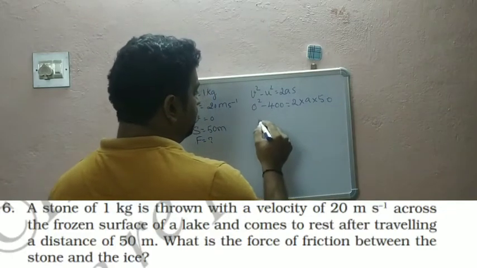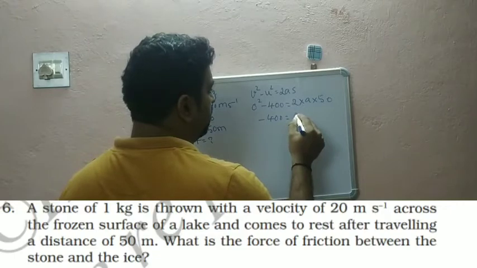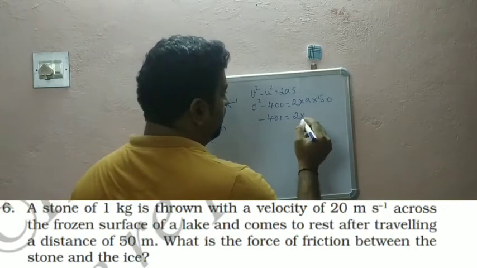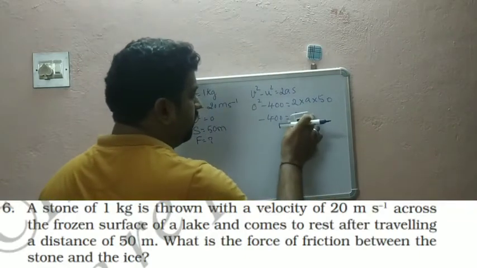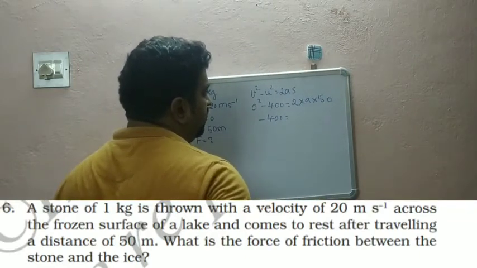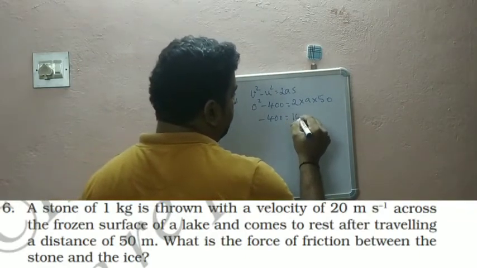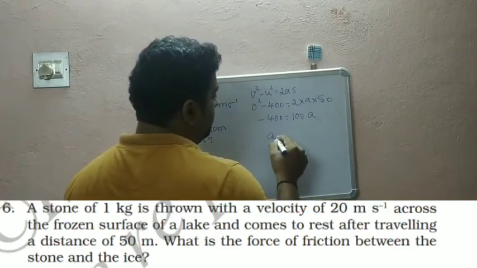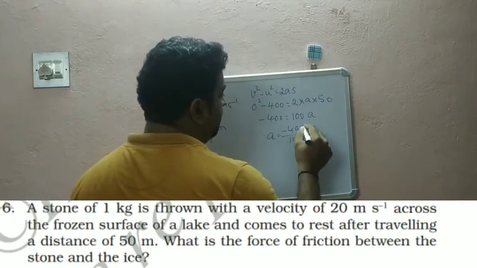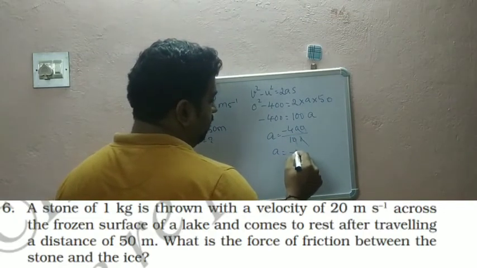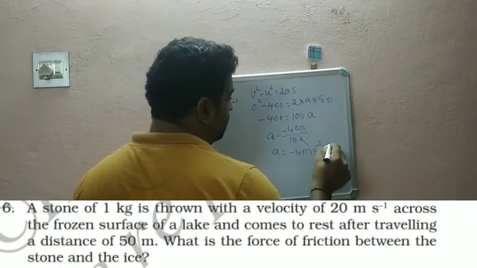So minus 400 is equal to 2 into 50, sorry, 2 into 50. So 2 into 50 is 100. 100 A. So A is equal to minus 400 by 100. So answer A is equal to minus 4 ms minus 2.